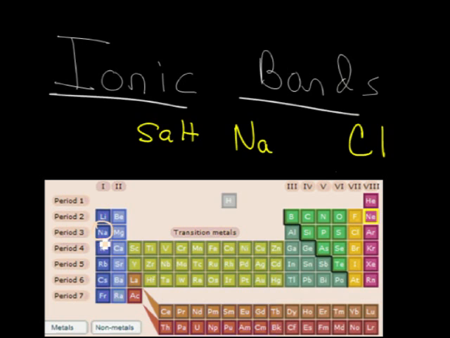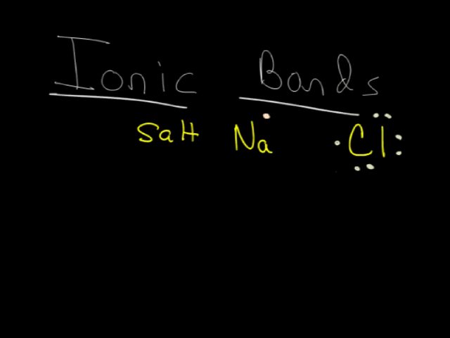That means that sodium has one valence electron. Chlorine is found in the halogen group, group 7. It has a total of 7 valence electrons. When we combine sodium and chlorine together, we get an ionic bond.